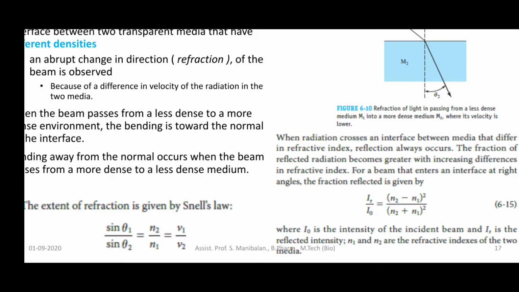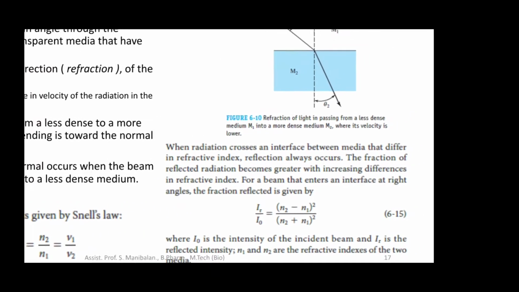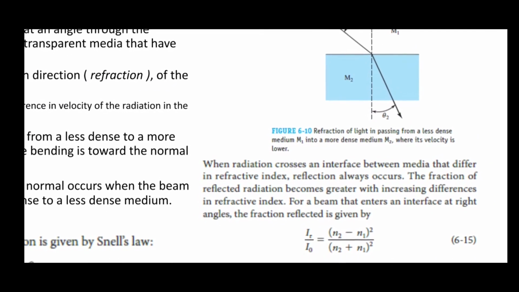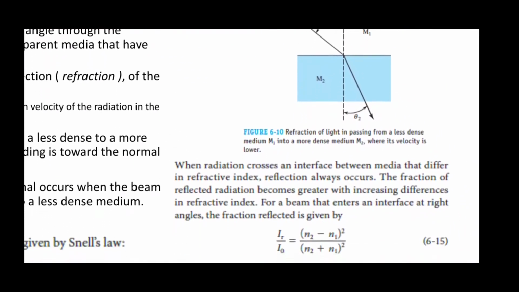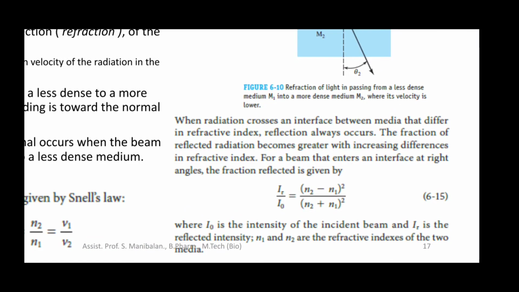n2 by n1 is the ratio between these media. When radiation crosses the interface between two media that differ in refractive index, reflection always occurs as it passes through the two media. The fraction of reflected radiation becomes greater with increasing difference in refractive index, which is given by IR by I naught. I naught is the incident, unaffected light, and IR is the reflected one, which is obtained from n2 and n1, the refractive indexes of the two media.